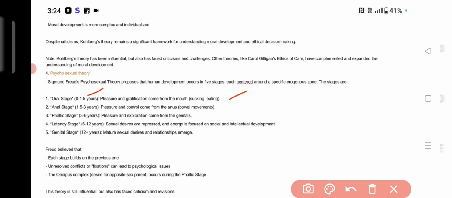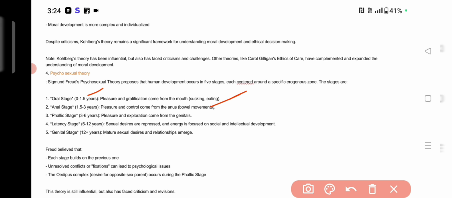So coming to the anal stage, it's the second stage of Freud's psychosexual theory, and it is from 1.5 years to 3 years. That means the toddler stage. So actually here the pleasure and control come from the anus.